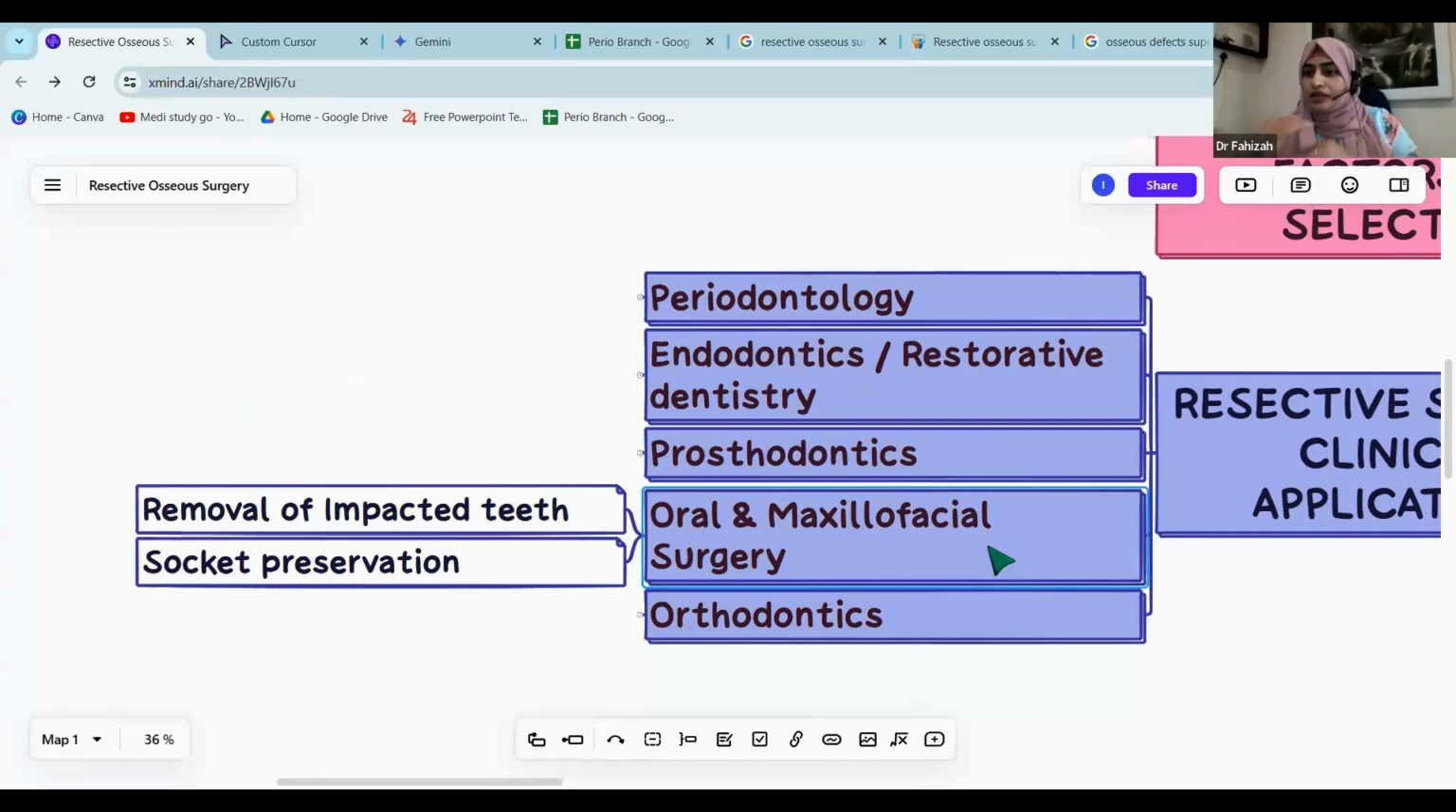Almost every impacted tooth will be covered with bone. So you will have to remove a little bit of bone. Then you can see the third molars over there, and then you try to remove it. This is an example, third molar. It can be any other impacted teeth as well. Socket preservation. Why do we do it? Anybody knows? Socket preservation?